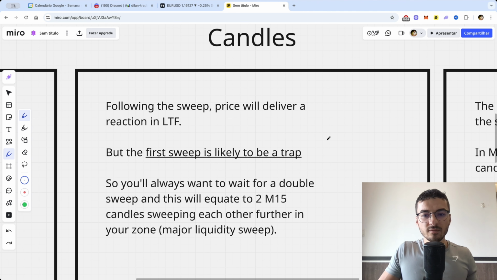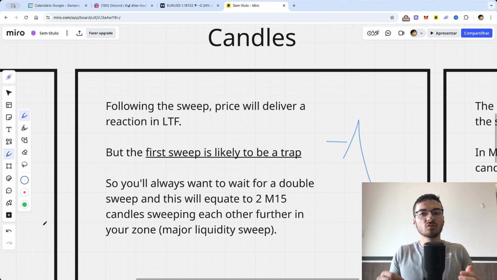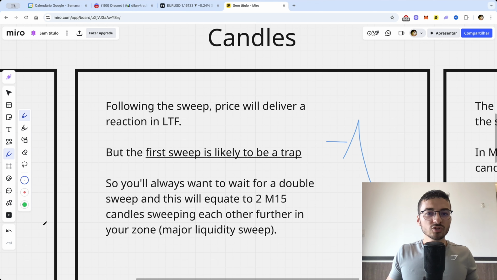And so even if we sweep the highs and price wants to go lower, the first sweep will always most likely be a trap. Okay, there are scenarios where it isn't, right? Because SMC traders are not wrong 100% of the times, just 90. But you'll see sometimes the price will move off of just one sweep, and that's okay. And it's okay if we miss them as well.